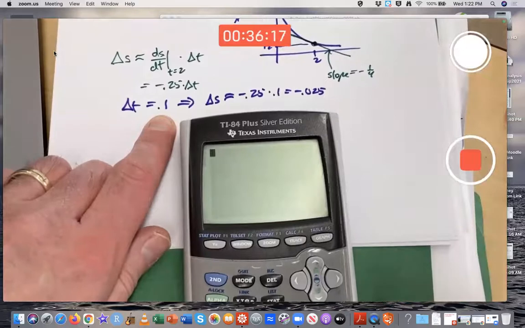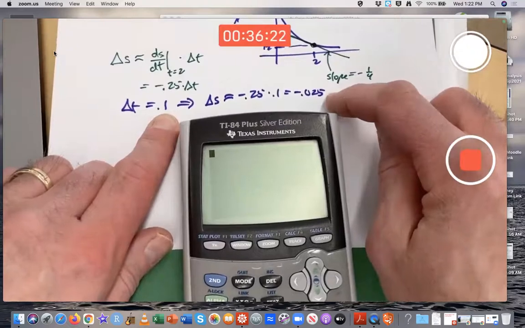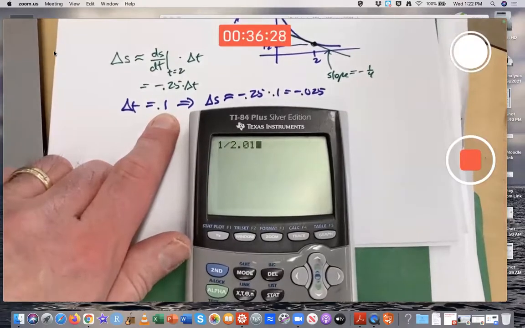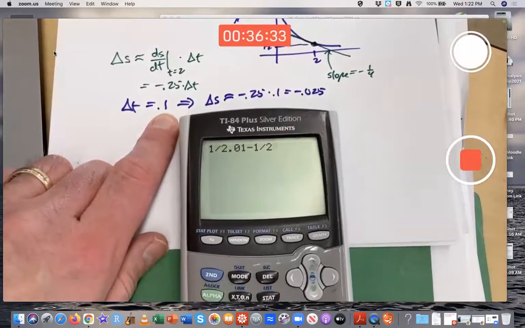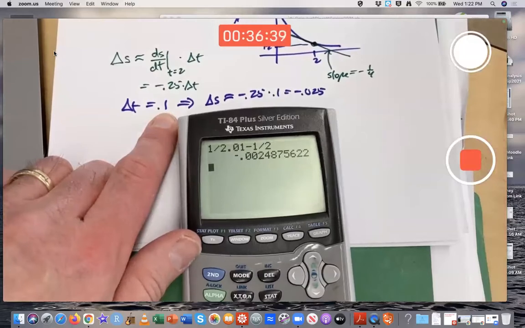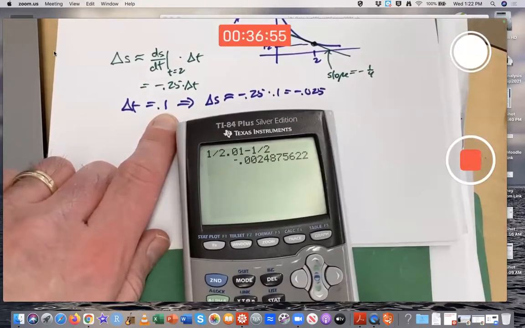If the elapsed time was even smaller, 0.01, for example, I'd get negative 0.0025. 1 divided by 2.01 minus 1 divided by 2 is the actual change in position. That should be very close to negative 0.0025. Yep, very close to negative 0.0025. This is the heart of differential calculus right here. Can I clarify anything here?